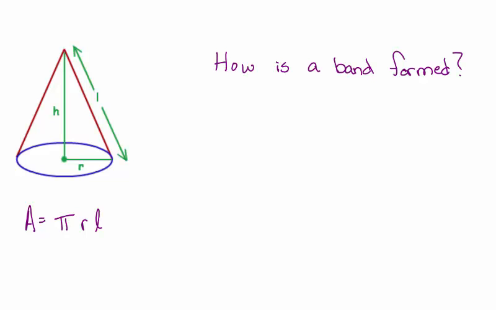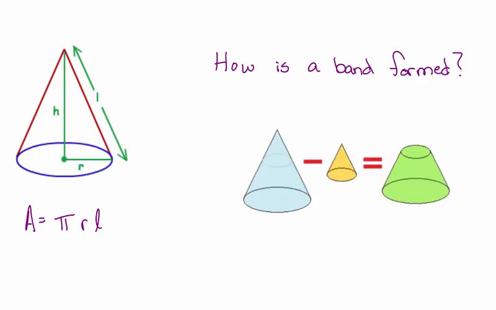Now, how is a band formed? A band is obtained by removing a smaller right cone from a right cone, as illustrated by the figure. The resulting green band on the right is formally called a frustum. Since the frustum is obtained by removing a right cone from another right cone, its area should be the area of the larger cone minus the area of the smaller cone.